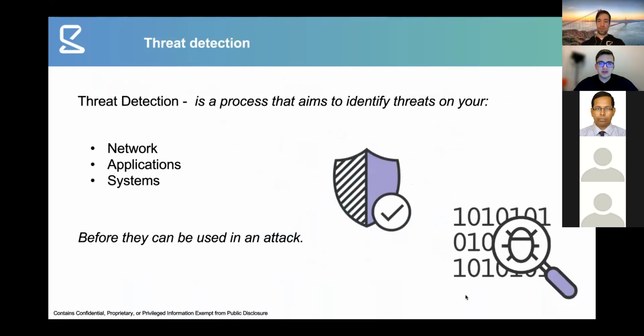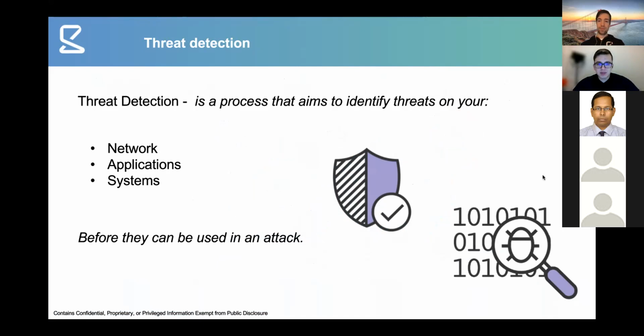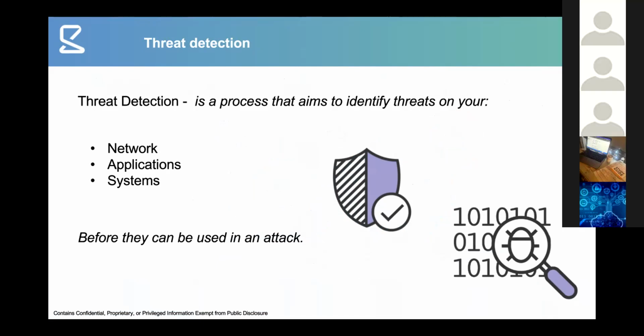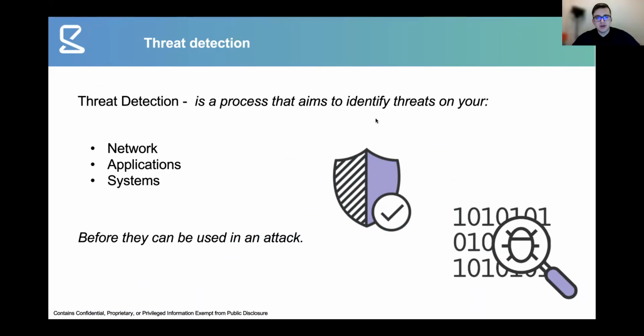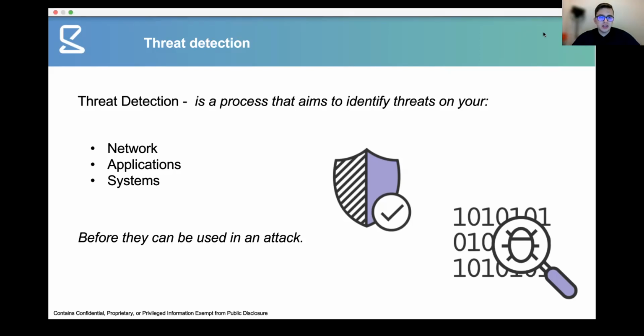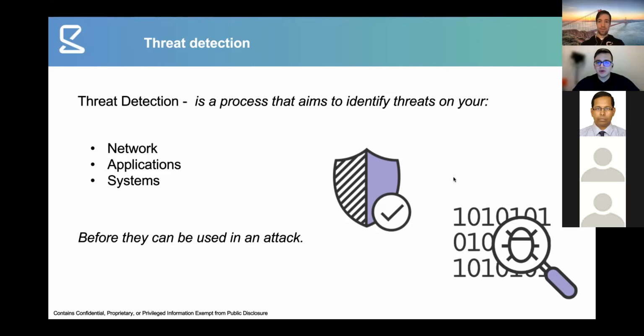what is threat detection. Threat detection is a process that aims to identify threats on your network, application, and systems before they can be used in an attack. On the network level, a threat detection system or an intrusion detection system can detect malicious activity, for example, a port scan or a host discovery. It could be that a malicious user compromised one of the hosts on your network, and they try to scan other hosts to find out what vulnerable services are running and active on open ports.